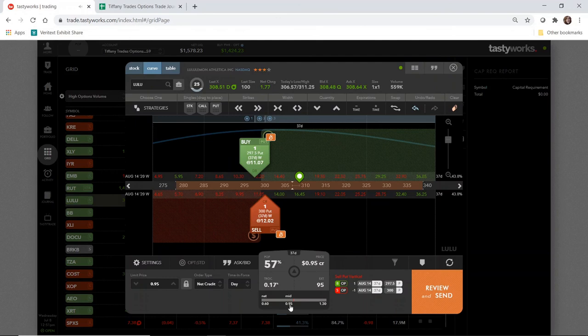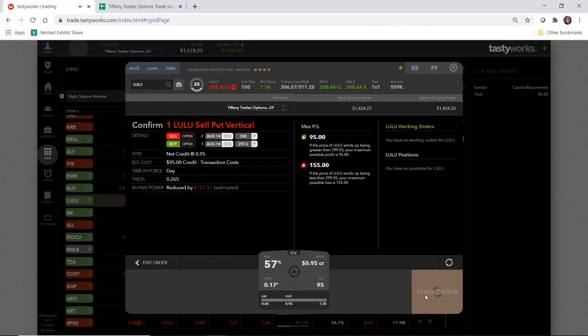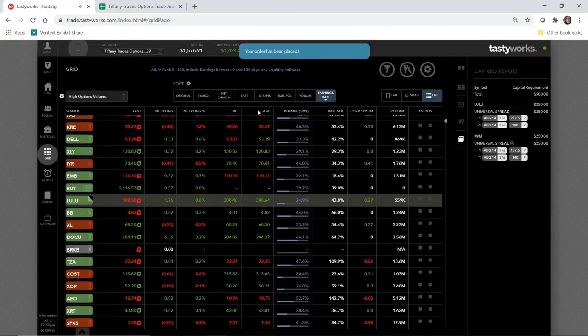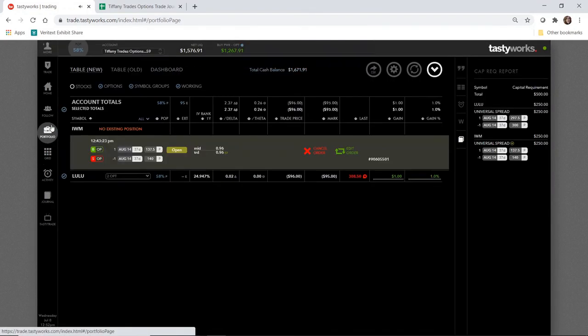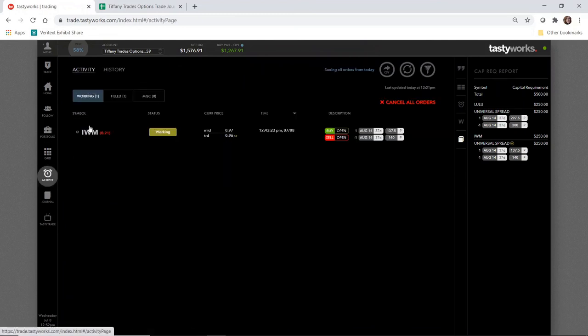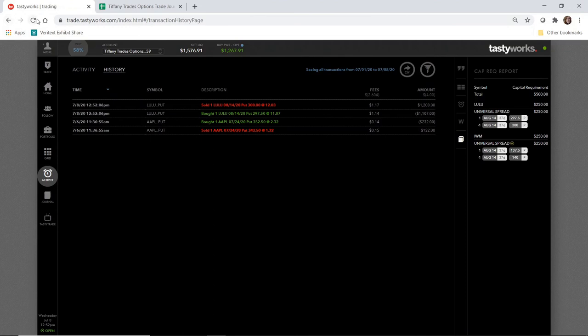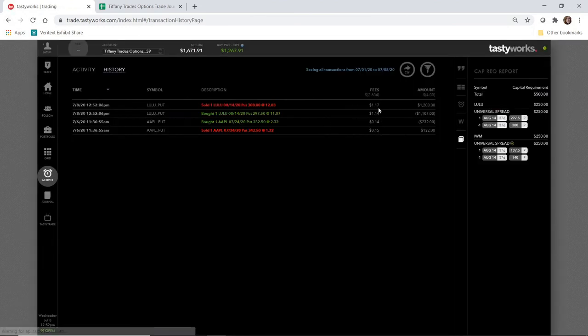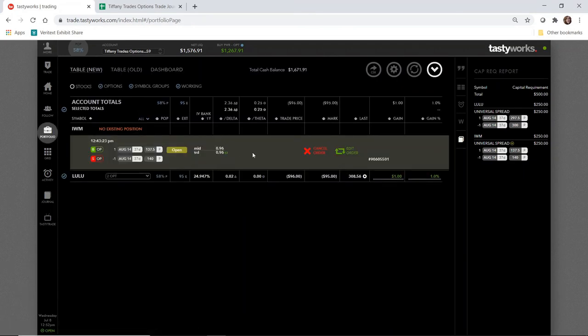Trying to get closer to the midpoint. These are wider, so it's possible that this might not get filled today, but I'm not going to force it. Oh, that was quick. All right, so Lululemon got filled at 96 cents minus your standard $1, $2.30 fees. IWM is still working, so I will let that work.